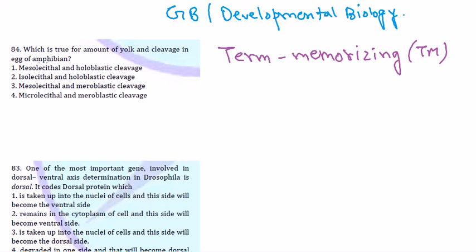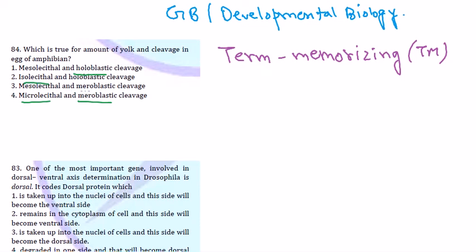Now, which is true for the amount of yolk in cleavage? So in this case, there are two important things. You need to look at the type of cleavage, which is mesolecithal, isolecithal, or microlecithal, three different varieties, as well as the cleavage type, meroblastic or holoblastic. Now, what do you mean by holoblastic? What do you mean by meroblastic? As well as you need to know microlecithal. What do you mean by isolecithal?